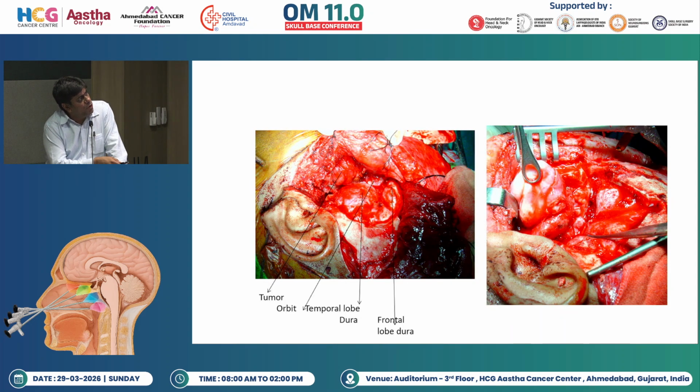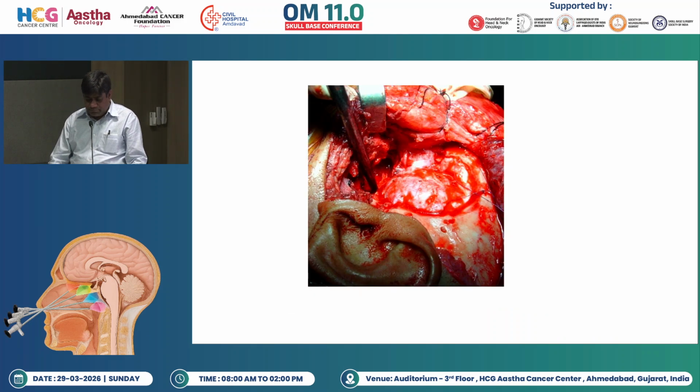Exposure of the temporal lobe, frontal lobe dura, tumor, as well as orbit is excellent. And the good thing is that you can attack the tumor laterally by ligating the internal maxillary artery in this region. And you can also extend the incision down if you have to take control of the external and internal carotid artery down in the neck. That's the complete ITF after tumor excision.